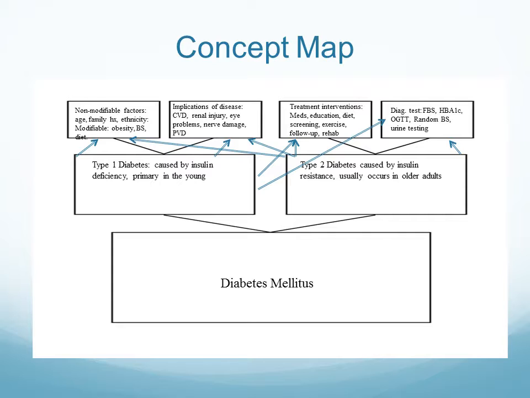Implications of diabetes: cardiovascular disease, renal injury, eye problems, nerve damage, PVD. Treatment interventions include education, diet, screening, exercise, follow-up, rehab, and diagnostic tests that can be used: fasting blood sugars, hemoglobin A1Cs, glucose tolerance, random blood sugars, and urine. This ends my presentation on diabetes and the treatment plan.